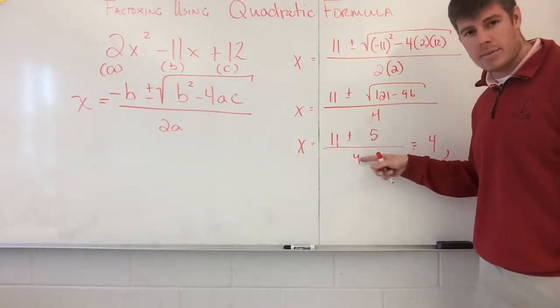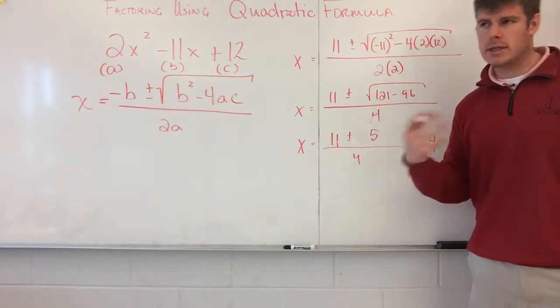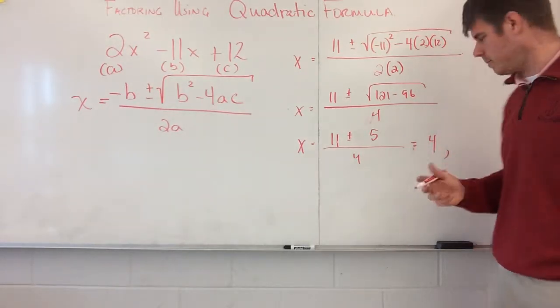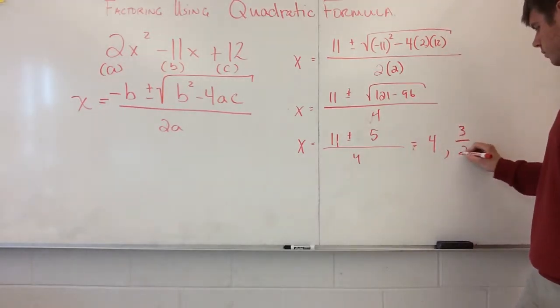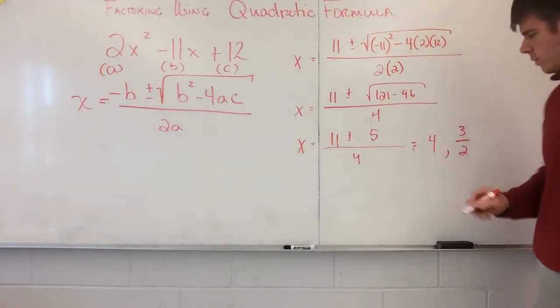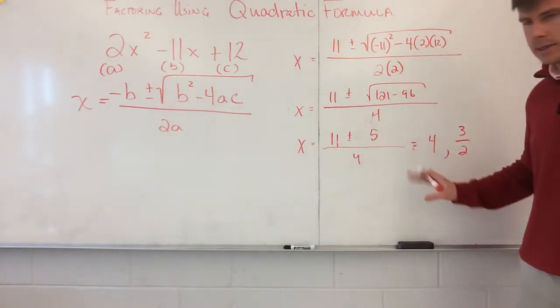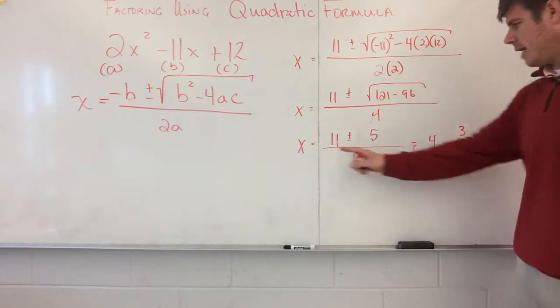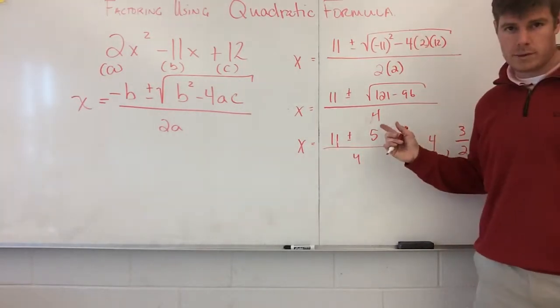So 6 divided by 4 is now reduced. I don't really want to use decimals here. You can, but I don't want to use them, especially for factoring. So I get 6 over 4, which is 3 over 2. Okay? So I've got 2 statements, so I'm going to have to erase this, but I've got 2 statements saying that x equals 4 and x equals 3 halves by using the quadratic formula.